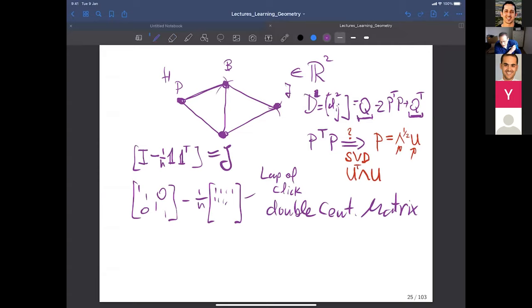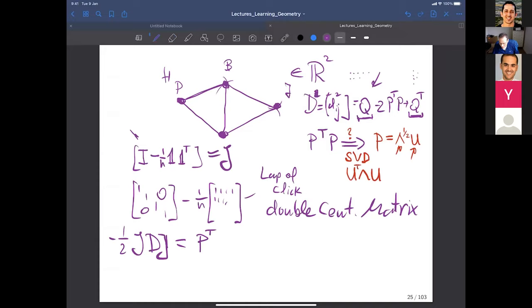And if you apply this J to D on both sides, what happens is that this J completely eliminates the Qs. Why? Because remember, Q has the numbers along each row equivalent, and in Q transpose the numbers at each column were equivalent. And what this is doing is subtracting the average of each row or each column, depending on whether you multiply it from the right or from the left, from each element. So when you double center your matrix and you also multiply by minus 1/2, then what you'd get at the end of the day is nothing but P transpose P.